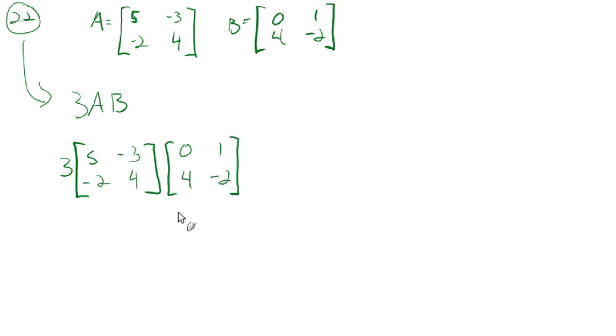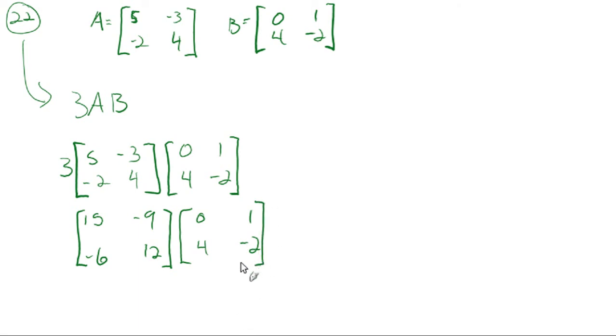Okay. Well, we could multiply these two matrices together first, then multiply by 3, or we can multiply by 3 through this matrix first, and then do matrix multiplication. It doesn't matter. I'm just going to go ahead and distribute this 3. Get 15, negative 9, negative 6, and 12. And still B is just B.